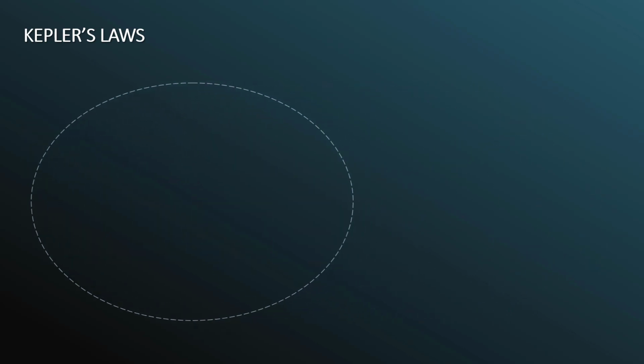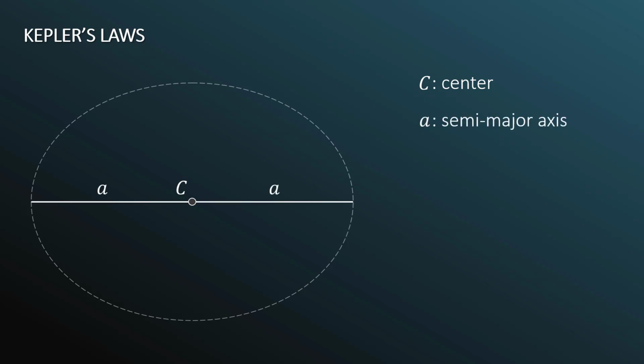Now let's consider again the ellipse. Define some different parts of the ellipse. C I will denote as the center. Here's the center of the ellipse. These lines I've drawn are the semi-major axes, labeled A, and each of these B's is a semi-minor axis. Now why am I introducing these terms? I'm not going to spend too much time on it, but it's going to relate to Kepler's third law.